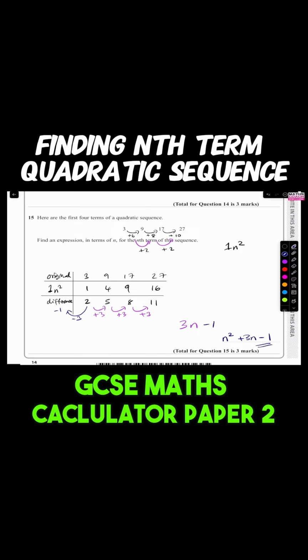You can, of course, check any of these terms. So for example, this is the second term, the 9. The 9 here is the second term. If I do n as 2, okay, so 2 squared plus 3 times 2, which is 6. So 2 squared is 4. 4 plus 6 is 10. And 10 minus the 1 is 9. It gives me 9. Okay, that's great.